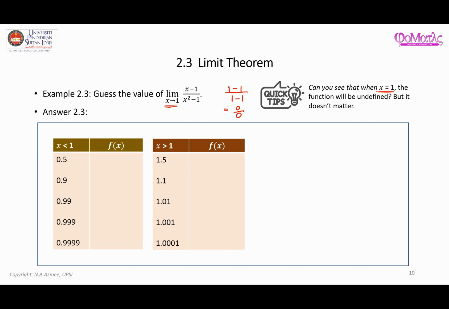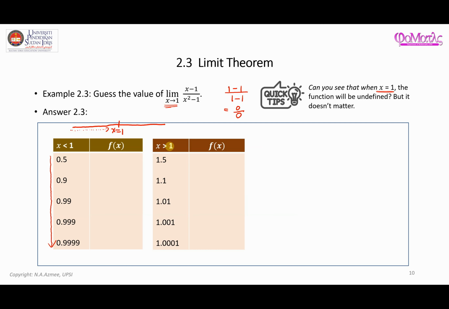So x equals 1 will make the function undefined, but it doesn't matter because based on the table which I have constructed here, you can see that the value of x gets closer and closer to 1, but never actually do we consider x equals 1. So for this table here, the value of x comes from the left direction. So for this one we consider the value for x being less than 1. So x is coming to 1 from this direction.